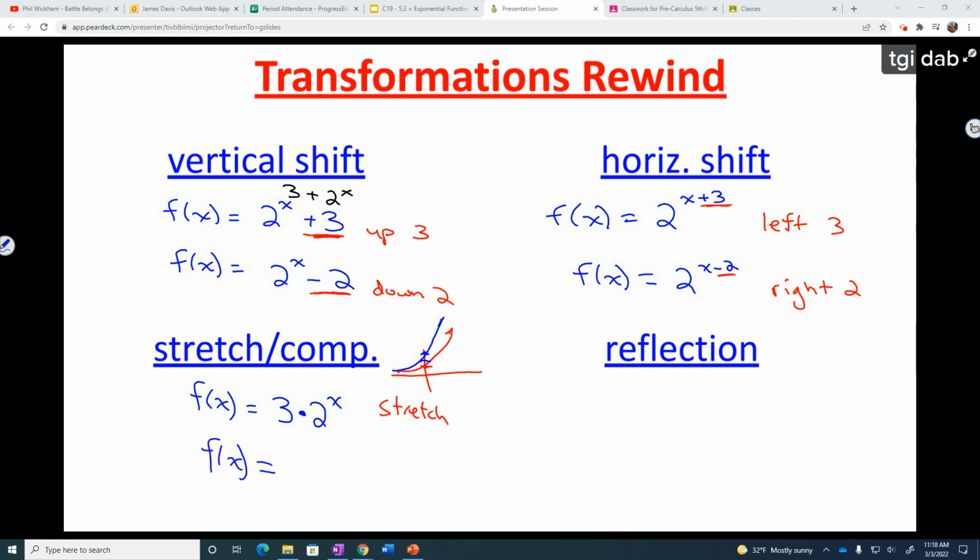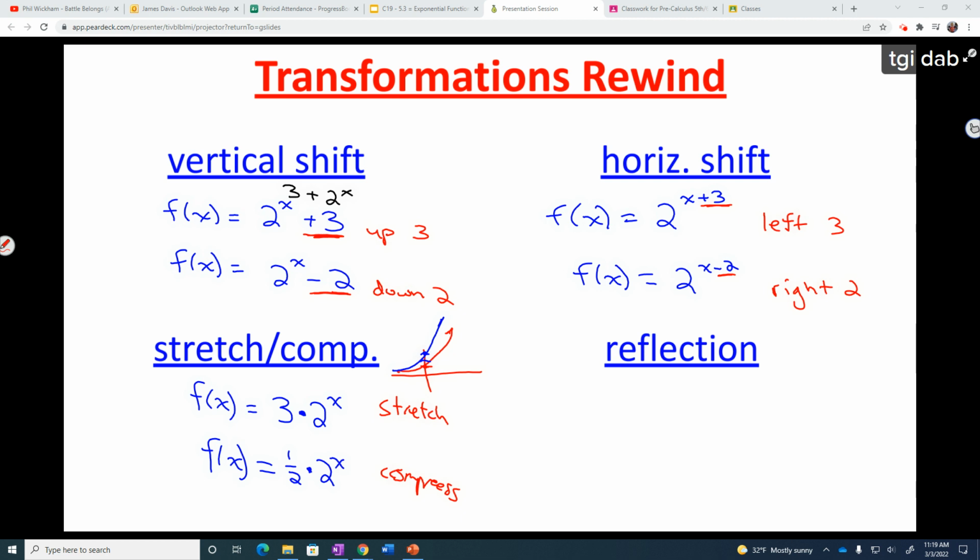And then we could also have a compress or a shrink, if you will. It was like 1/2 times 2 to the x. Multiply by a small fraction. I could say a compress or a shrink. But it's actually going to do the same thing. This would just tell us we're going to cross at 1/2 instead of at 1. Sort of smushes it down to the top.